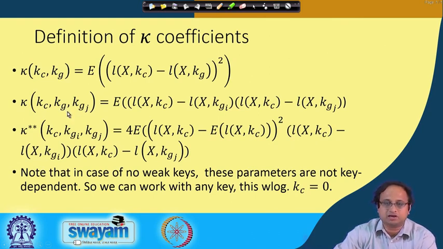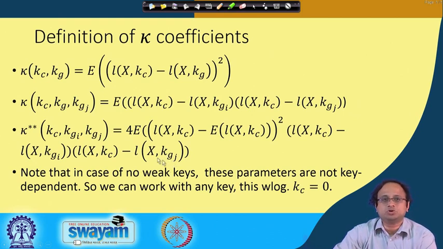So, there should be a Kgi here, Kgi comma Kgj, by using this expectation, which is something like the leakage of x comma Kc minus the leakage of x comma Kgi. This is one part. You multiply it by L of x comma Kc minus L of x comma Kgj, and then you find the expectation of this parameter. Again, when you have 3 terms, you have something like 4 times the expectation of this whole square, again multiplied by L of x comma Kc minus L of x comma Kgi, multiplied with L of x comma Kc minus L of x comma Kgj.